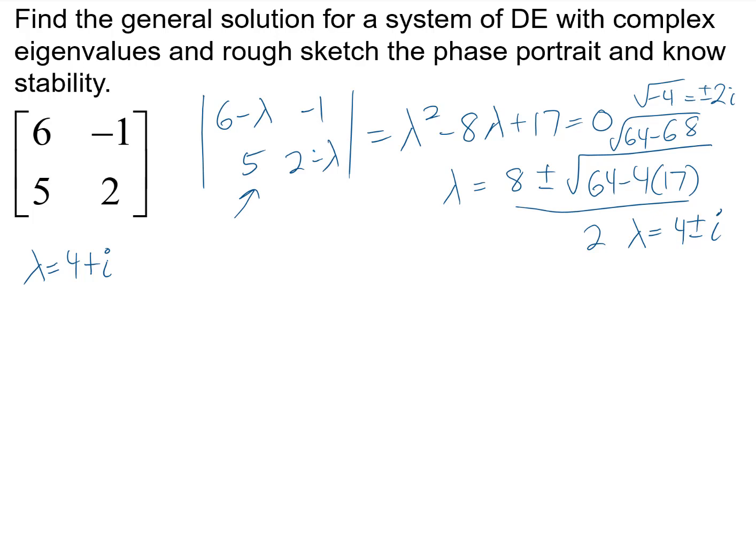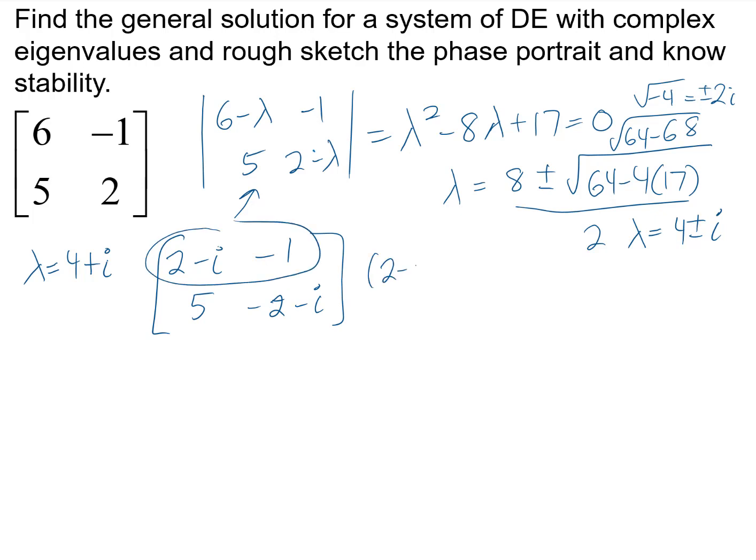So we have 6 minus 4, which is 2, minus i. And then negative 1 and 5, negative 2, and then minus i. Okay, so we're going to just take this first row and we're going to put the variables back in. This will be v1 minus v2 equals 0. So 2 minus i v1 equals v2.